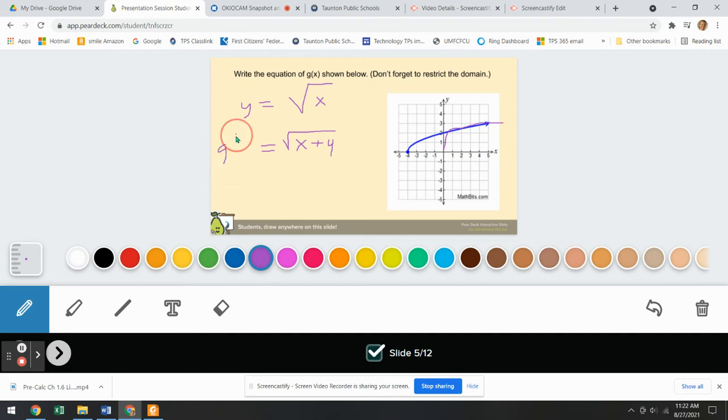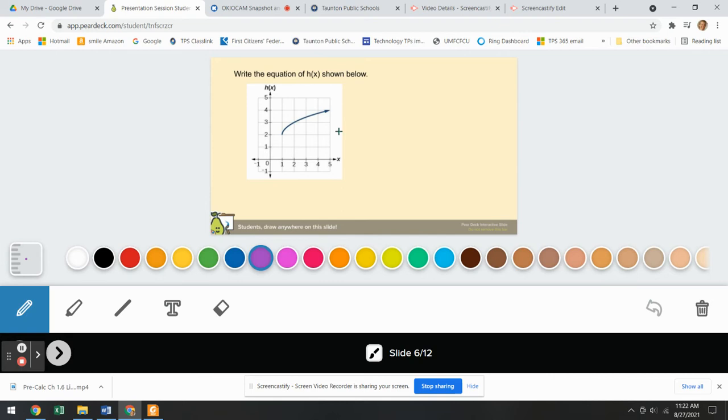So g of x. I would do this much better with a mouse than a touchpad, so maybe I will get my mouse activated. There we go. So g of x would equal the square root of x plus 4, and that entire thing is under the radical. Notice the plus 4 is under the radical.